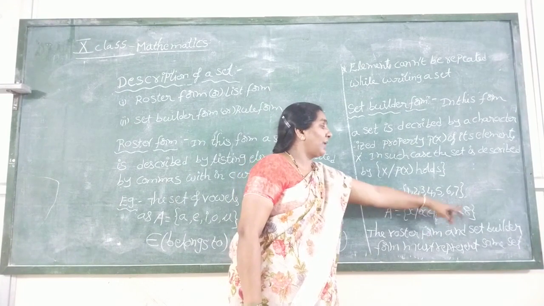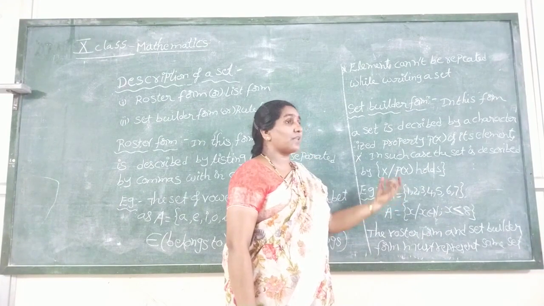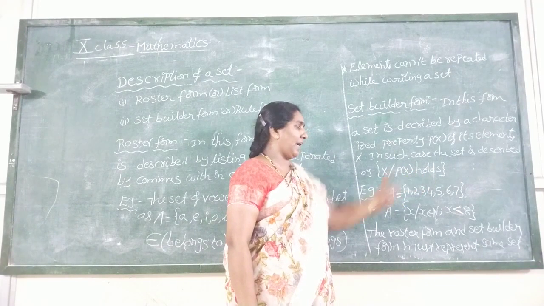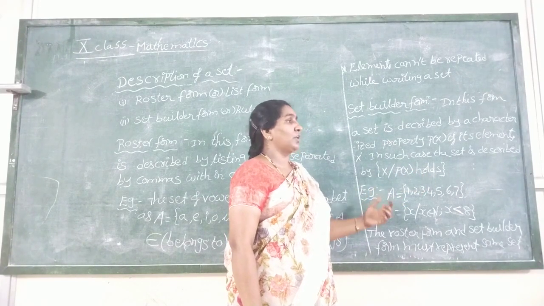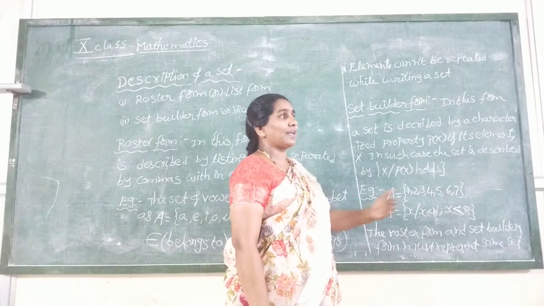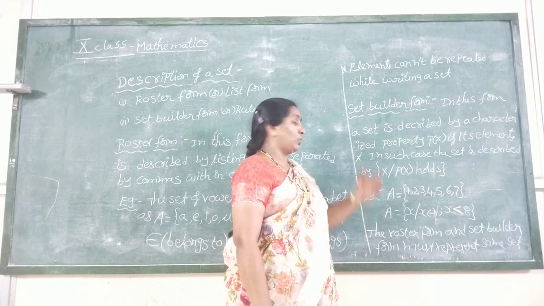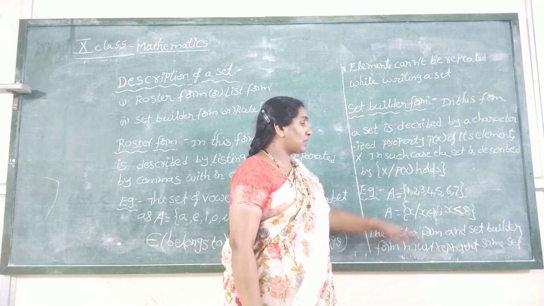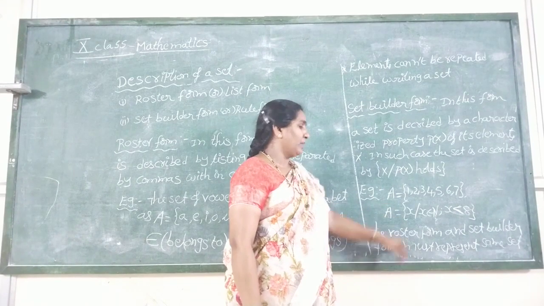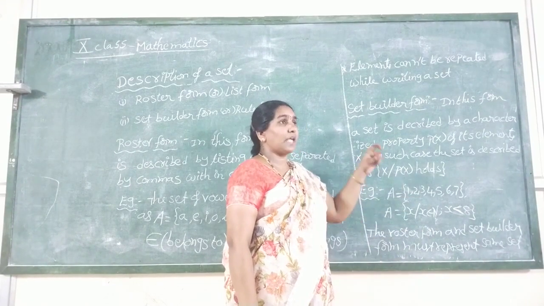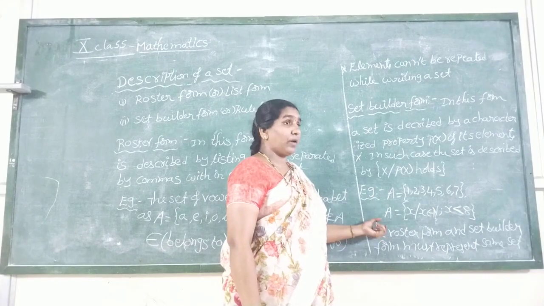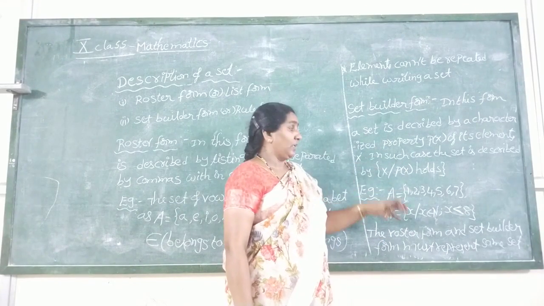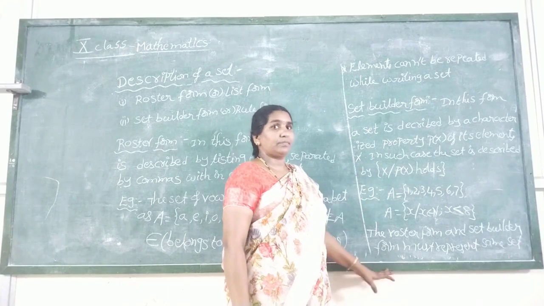x is less than 8. We take the natural numbers up to 7 only, strictly less than 8. The natural numbers which are less than 8, those numbers only we take in the set A. The roster form and set builder form must represent the same set.